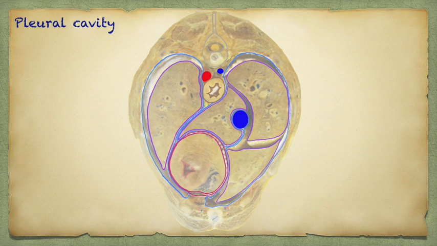The serous membrane that lines the thoracic cavity is known as the pleura. So that pleura, which is on the body wall, is known as the parietal pleura. Parietal simply means wall. Okay, so this is the pleura of the wall. Now that parietal pleura is going to be continuous with the visceral pleura.